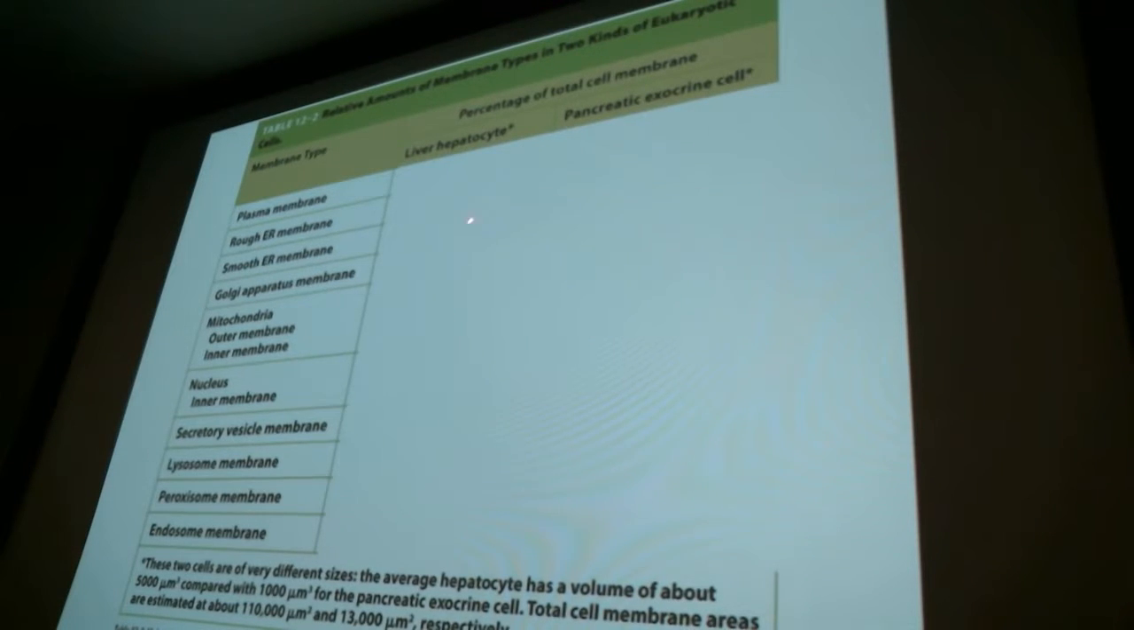So who wants to tell me? This means if you now, instead of thinking of volume, you think of the amount of membrane in cells. So we have two types of cells here. Let's think first of the hepatocyte, which would be a cell that does a lot of protein synthesis. Which membrane compartment of these listed here do you think is more abundant in these cells?